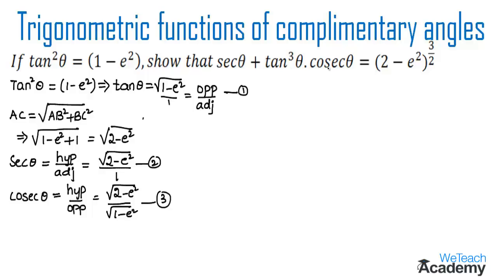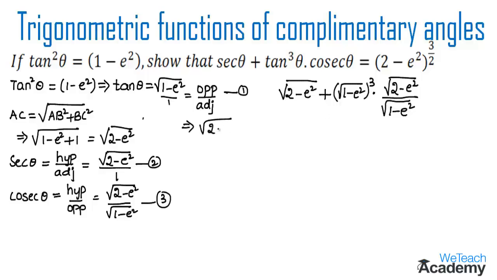So first let us substitute the value of secant theta, which is under root 2 minus E square, plus tan cube theta. So here we get under root 1 minus E square whole cube into the value of cosecant theta, which is under root 2 minus E square divided by under root 1 minus E square. So that implies we can write this as under root 2 minus E square plus under root 1 minus E square whole cube into the value of cosecant theta, which is under root 2 minus E square divided by under root 1 minus E square.